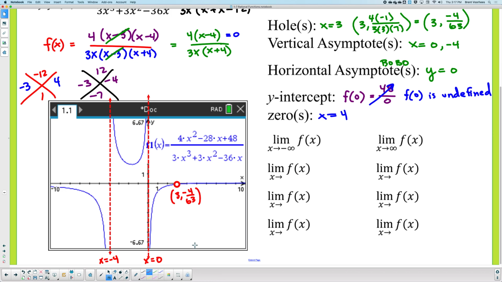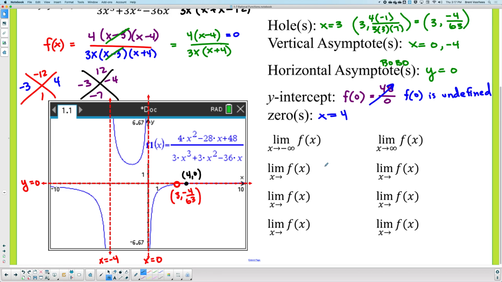We had a horizontal asymptote at y equals 0. Y equals 0 there. We have a horizontal asymptote. And we did not have any y-intercept, but we did have a 0 at 4. At 4, right here, 0, 1, 2, 3, 4. Yep, we have a 0, 4 comma 0.